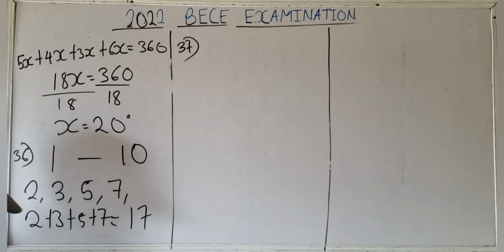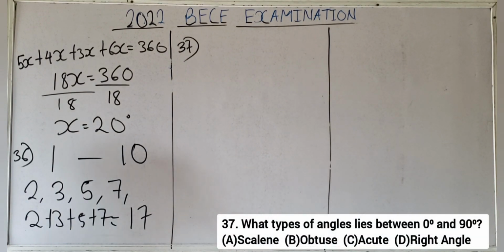Question 37. Now, please pay attention. What types of angle fall between 0 and 90 degrees? What's the answer?